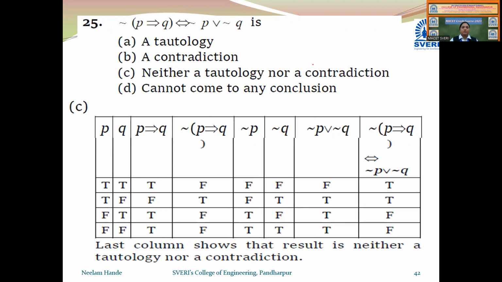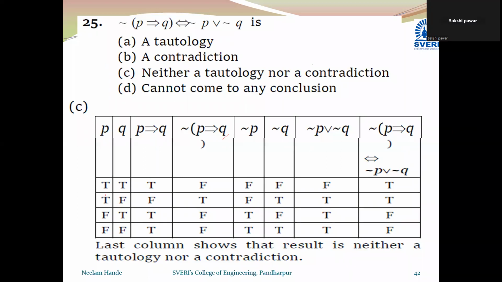Chalo, next. Read the question. Negation of P implies Q if and only if negation P or negation Q: is it a tautology, a contradiction, or neither tautology nor contradiction? Option C. Neither tautology nor contradiction. Correct. Very good.